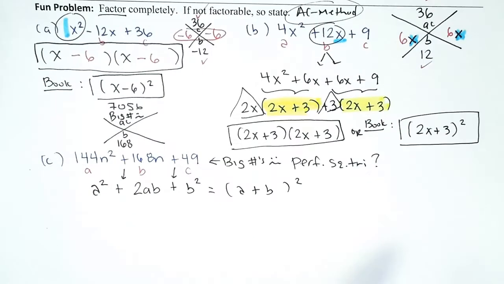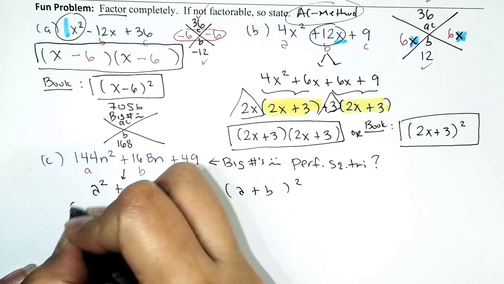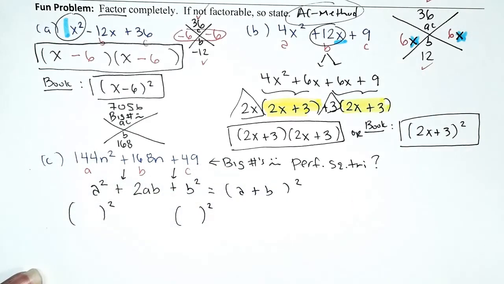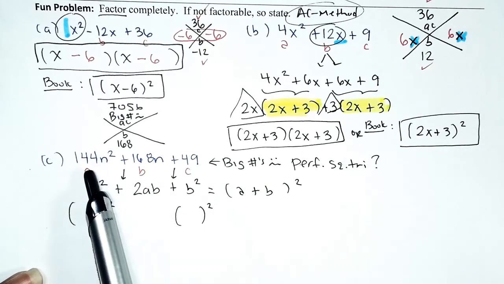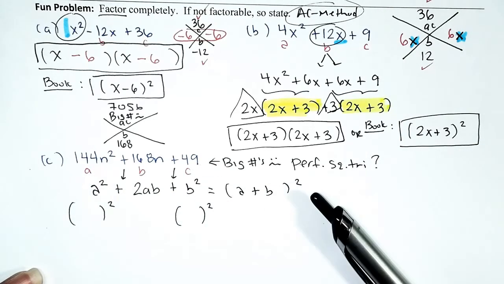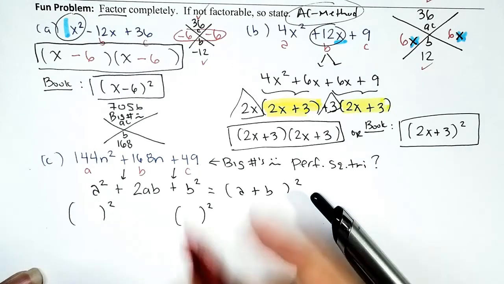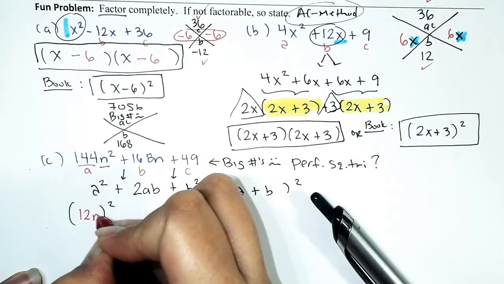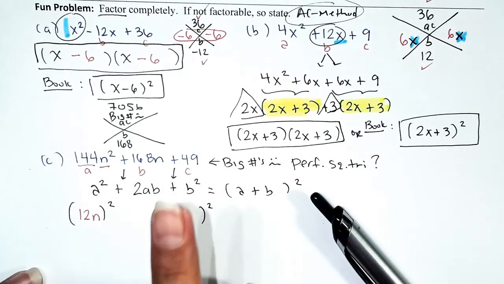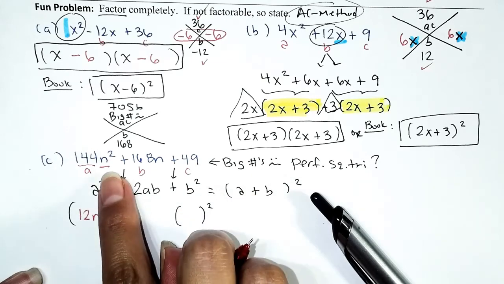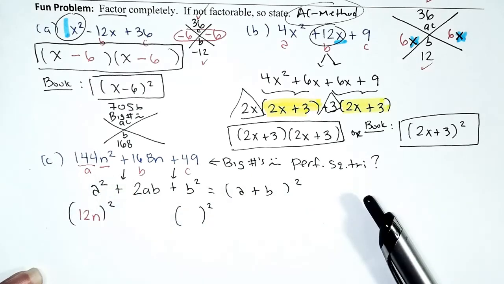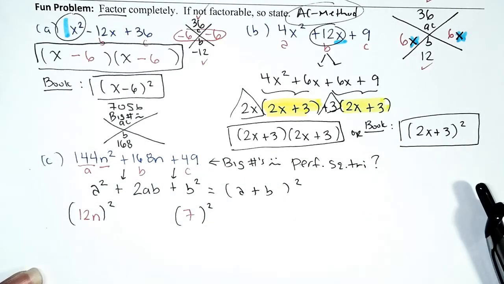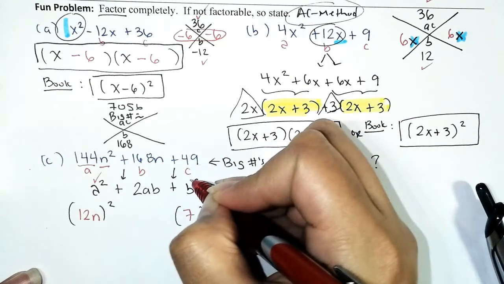So I'm going to do something that I call the mold. Do I have perfect squares at the beginning and at the end? Okay, so let's do this. 144n squared is a perfect square because that's the square of 12n. So we check it right now. 12n times 12n will give us 144n squared. 49 is a perfect square because that's the square of 7. Fantastic.